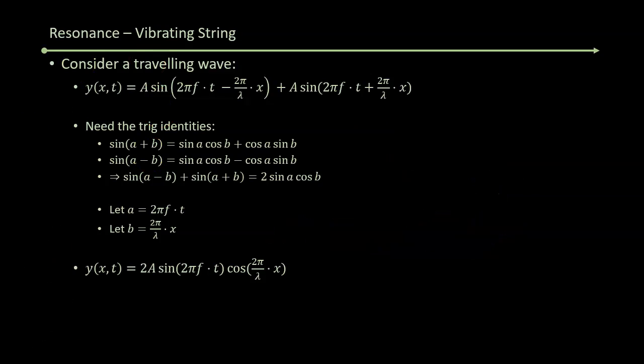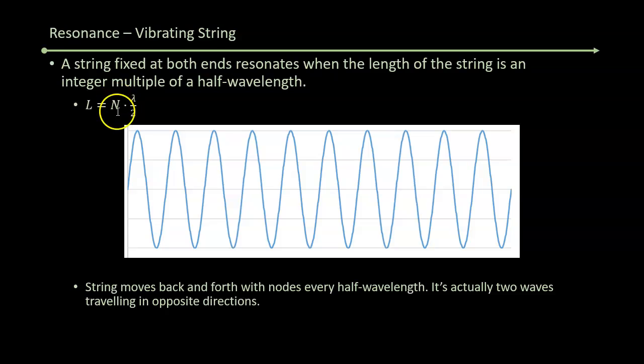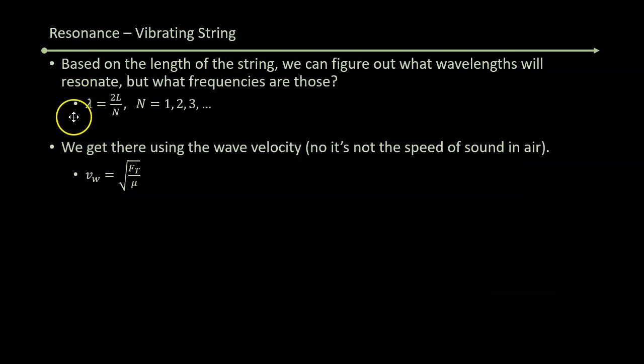So we have a feel for what wavelengths are going to resonate in the string. And we can solve our equation that we had up here. Our equation is L equals N times lambda over 2, and N, of course, is either 1, 2, 3, etc. We can solve that for lambda, and lambda is 2L over N, where N is the first harmonic, second harmonic, third harmonic.